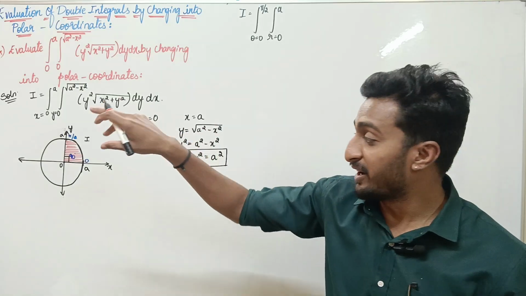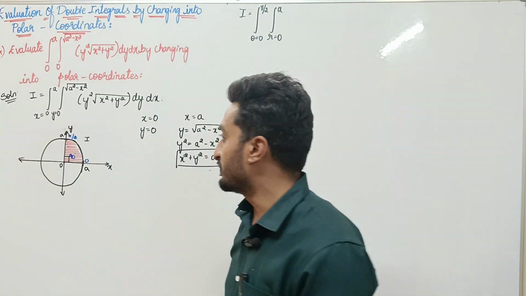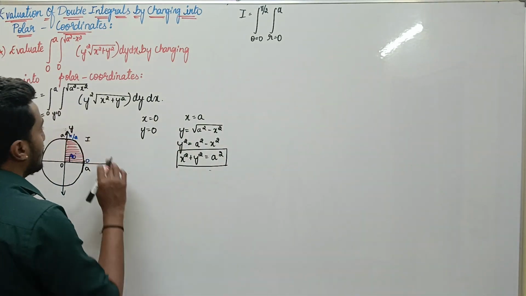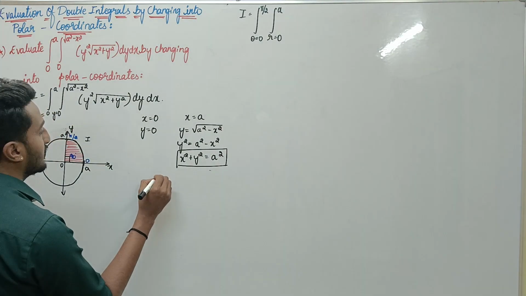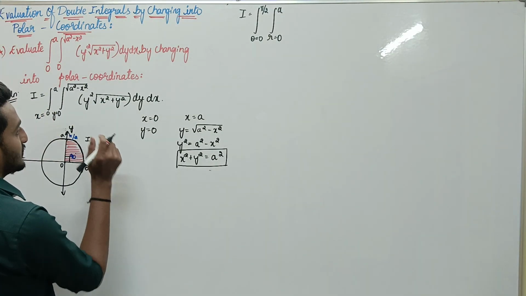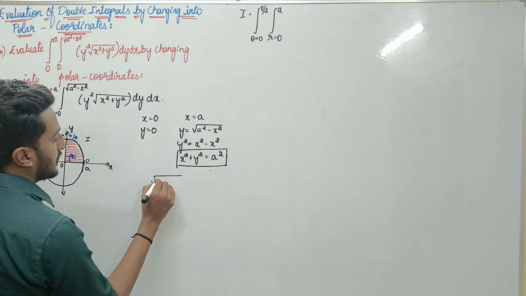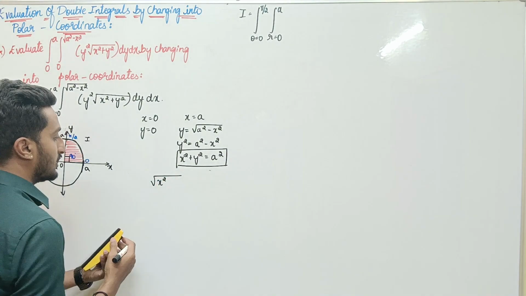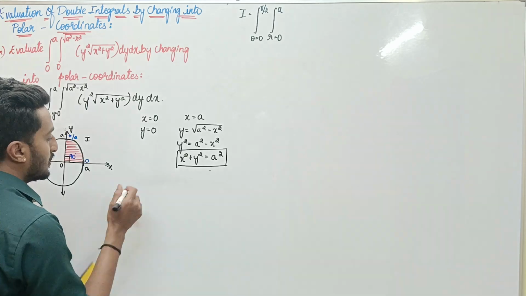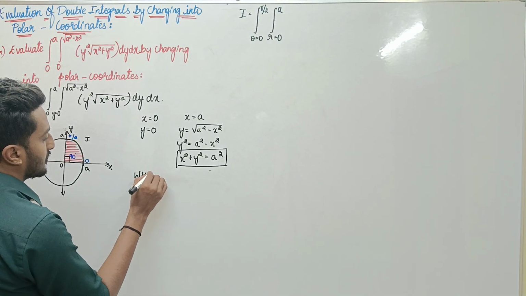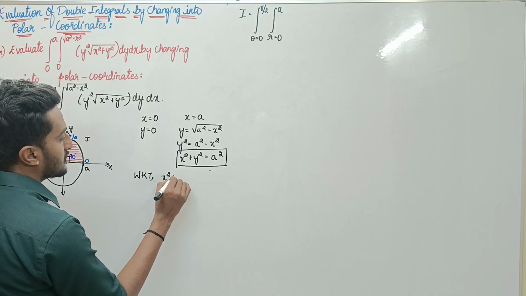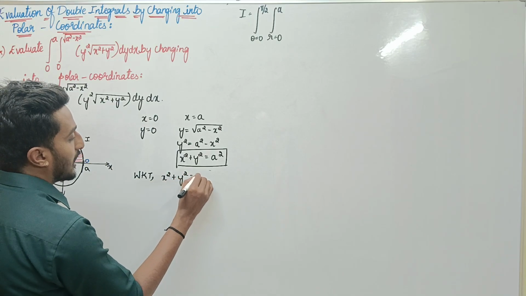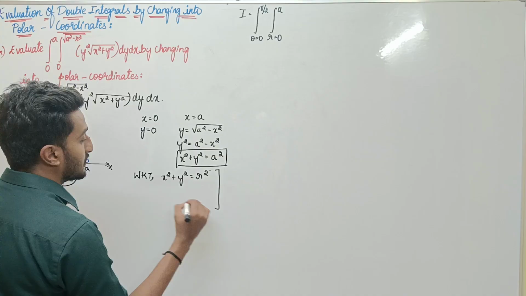Now let us define the equation. How are we going to define the equation? It is very simple. First let us consider y square. Let us represent this part, root x square plus y square. Consider that x square plus y square equal to r square. This is the standard condition.